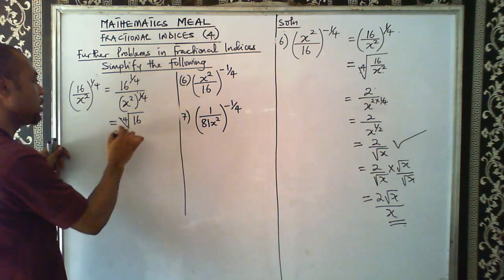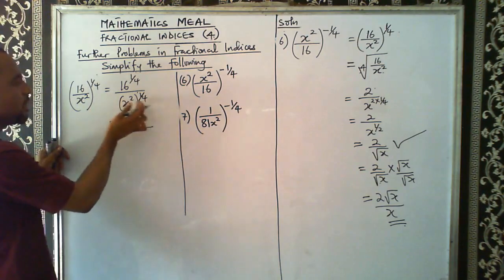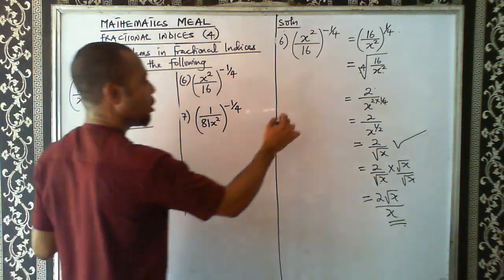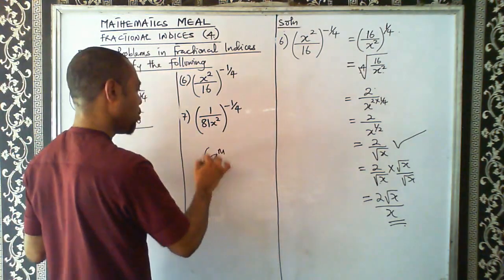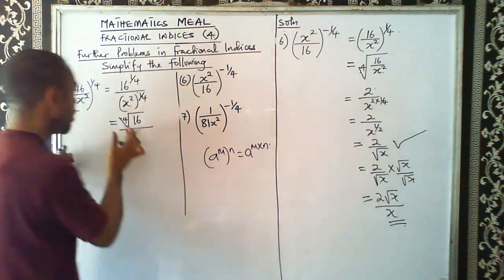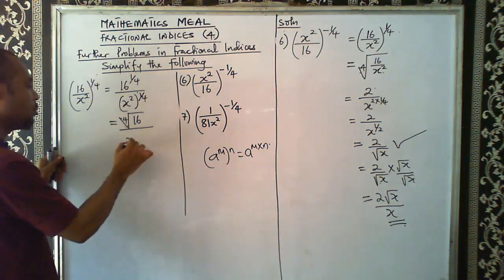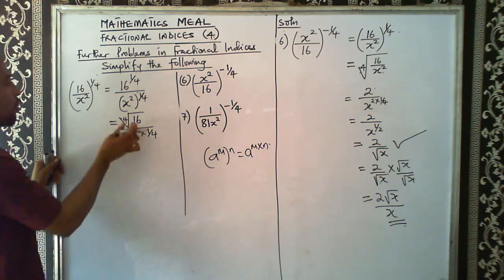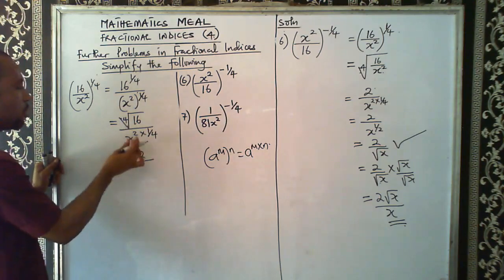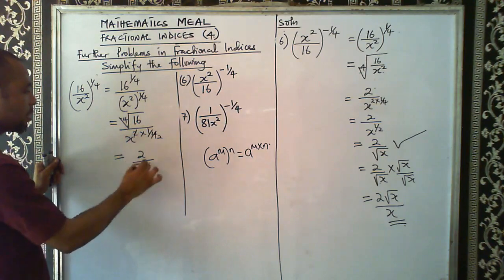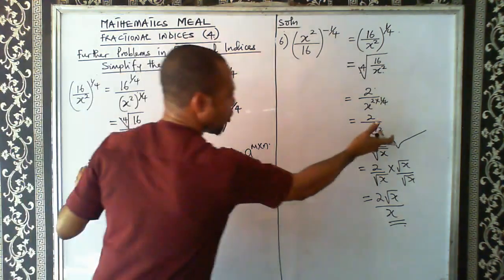4th root of 16 over. Now instead of saying 4th root, you can apply the power of power law: a raised to power m, all raised to power n, is a raised to power m times n. If I apply it here, because I'm dealing with a letter, it is going to be x raised to power 2 times 1 over 4. And the 4th root of 16 is going to be 2. 2 times 1 over 4, 2 divided, you have 2. You have x raised to power half, which is what we have here.